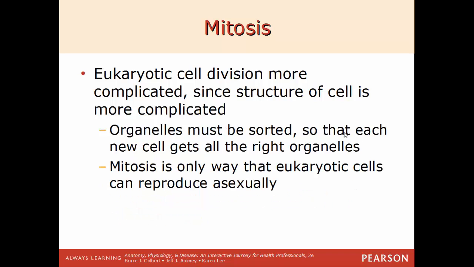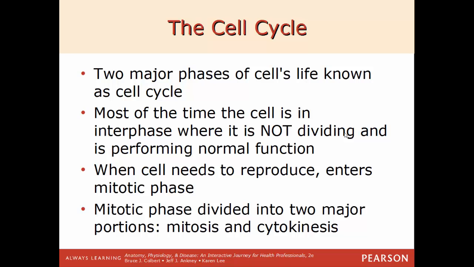All the organelles must be copied and sorted so that every cell gets the right amount of that particular organelle. And mitosis is the only way that cells in humans are able to reproduce asexually. All right, the two major phases of a cell's life is what is called the cell cycle.